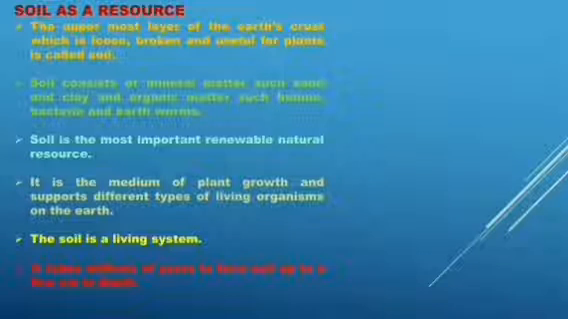Particularly organic substances include dead and decayed materials of plants and animals. A substance is formed which is known as humus, which increases the fertility of the soil. Soil is a renewable resource. It is the medium for plant growth.